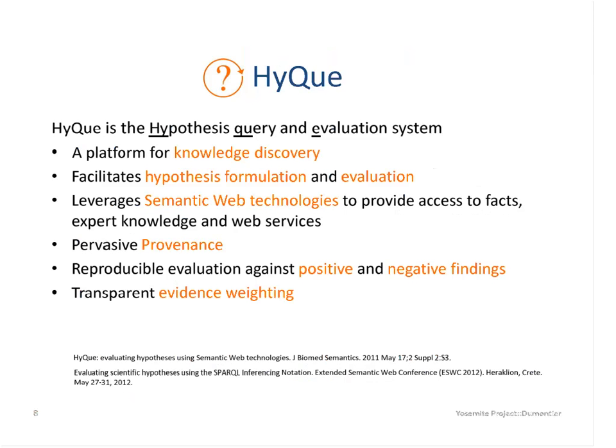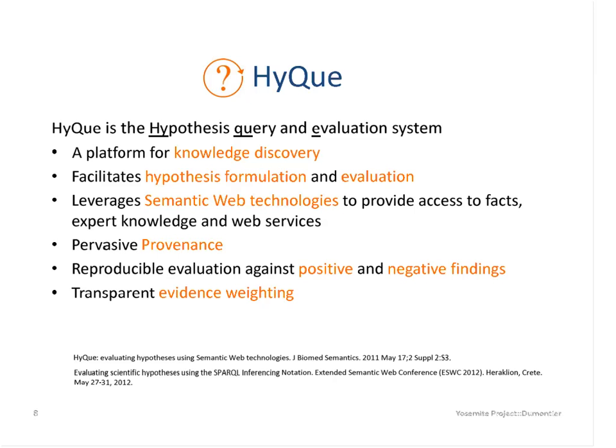HyQue. And HyQue, the idea is to test hypotheses that you may have by trying to link components of the hypotheses with data of interest. So on its own, it is a platform for knowledge discovery. It uses semantic web technologies to access the facts, the expert knowledge that's embedded in ontologies and semantic web services. It provides provenance for its analyses and enables a reproducible evaluation using both positive and negative findings.